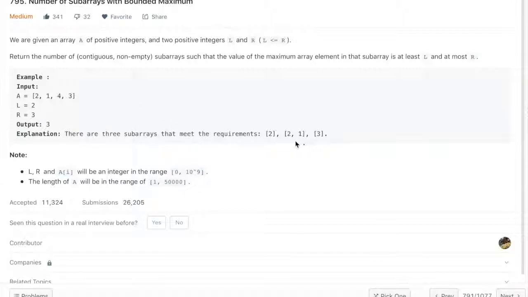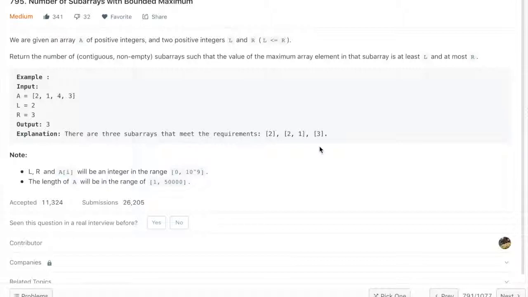One is 2, and this is because its maximum is 2 and it's surely not less than 2 and it's less than 3. And another subarray is 2, 1, its maximum is 2, so it's a legal subarray just like the former subarray. And the third one is 3, its maximum is 3 and not bigger than the upper bound 3, so it is legal.